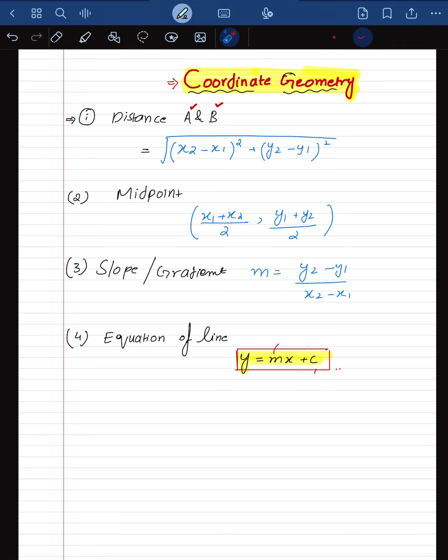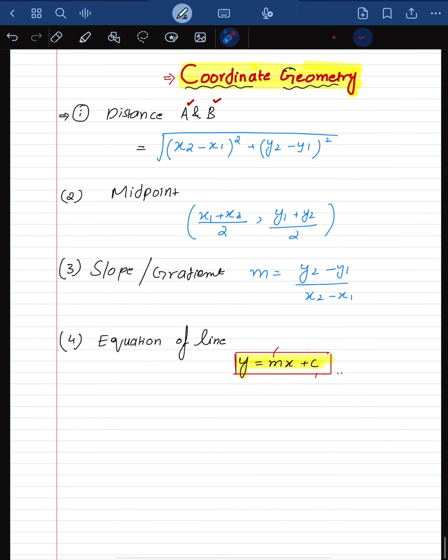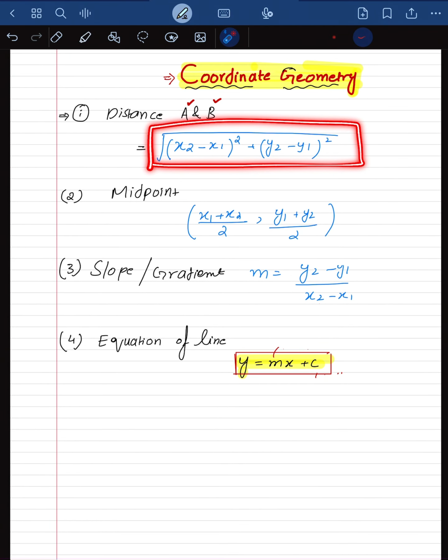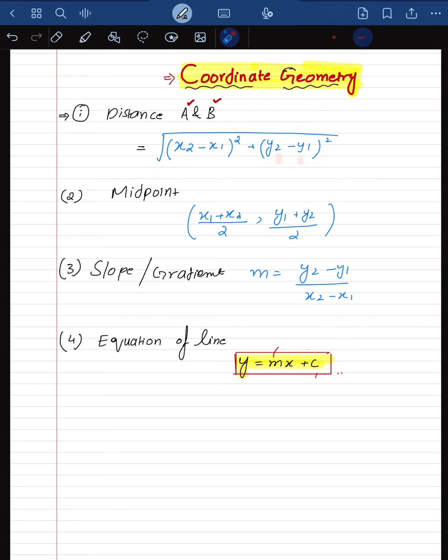So first of all, we talk about the formulas. We have four formulas. The first one is the distance formula. Whenever you have to find the distance, you will be using this formula: the square root of (x2 minus x1) squared plus (y2 minus y1) squared.